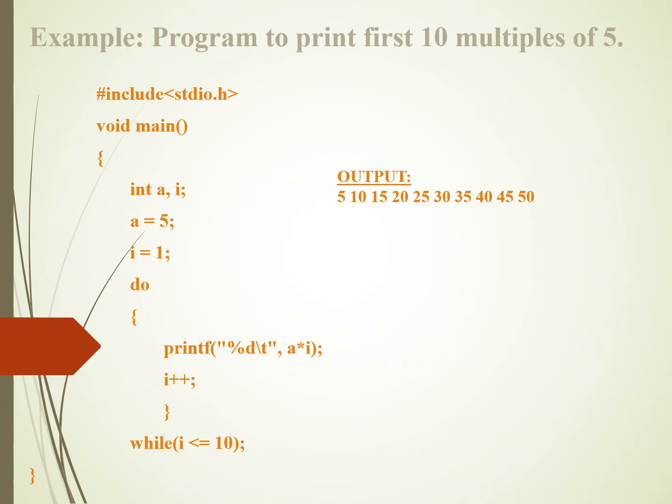Initially, a is assigned the value 5 and i is initialized to 1. Inside the loop, the program prints a multiplied by i. After printing, i is increased by 1. The condition checks whether i is less than or equal to 10. As long as the condition is true, the loop continues and the output is 5, 10, 15, 20, 25, 30, 35, 40, 45 and 50. This example demonstrates that the do while loop executes first and checks the condition afterwards.